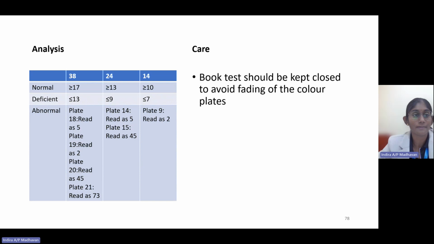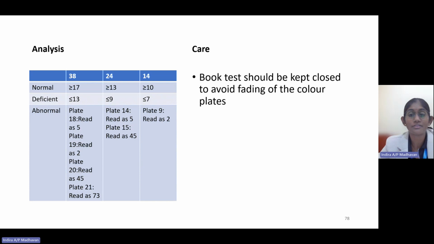So this score is for screening purposes. If the patient is coming with no complaint, checking the score should be enough. But you have to pay attention to plates 18, 19, 20, 21, plates 14 and 15, and plate 9 accordingly, respectively to the number of plates in the Ishihara type that you are using.